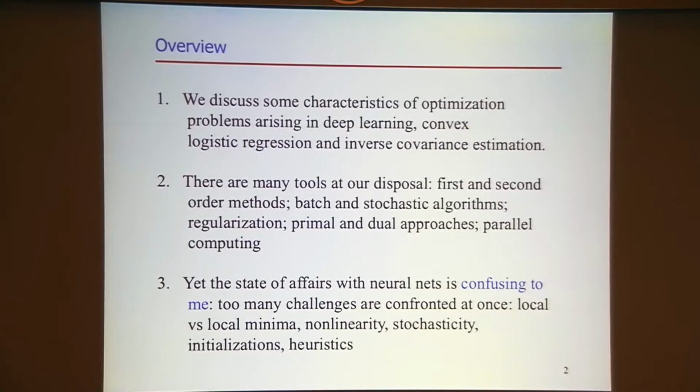Now, in spite of the fact that we have so many tools, the state of affairs concerning deep learning is very confusing to me. Maybe it's not confusing to others, and I'm talking now from the point of view of optimization. It's very confusing to me because too many challenges are being confronted at once. There is the issue of local versus global minima, training, pre-training, initializations, stochastic versus batch, heuristics. And I hope that this conference will help me also to figure out a little bit more how to attack things.